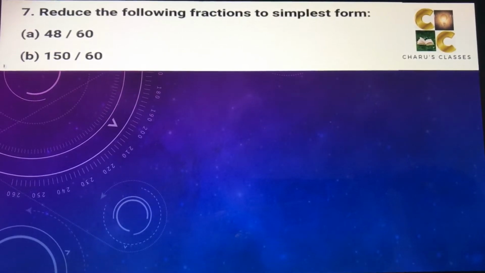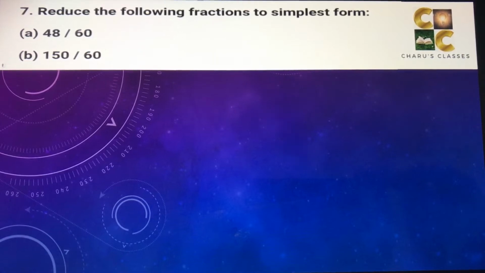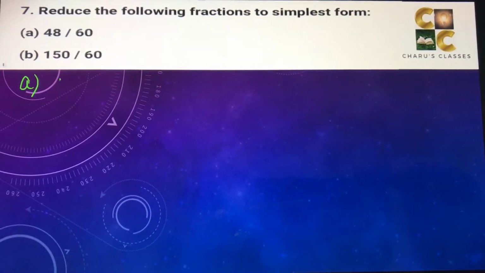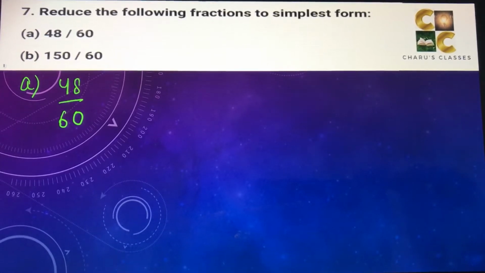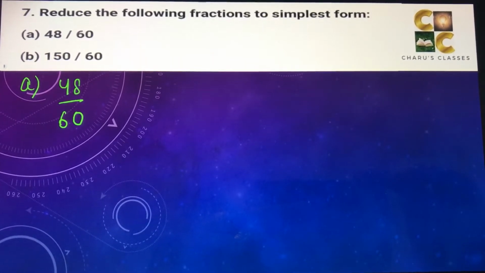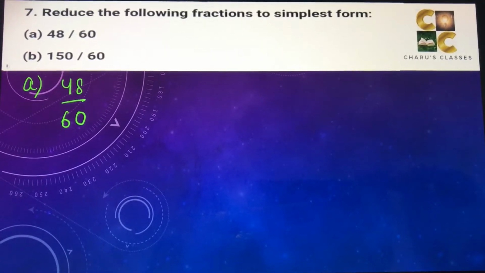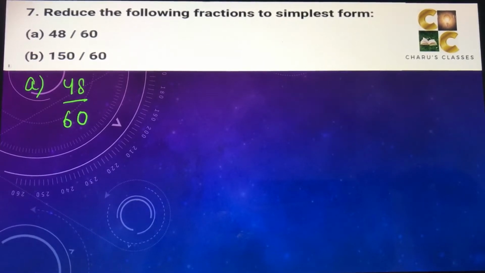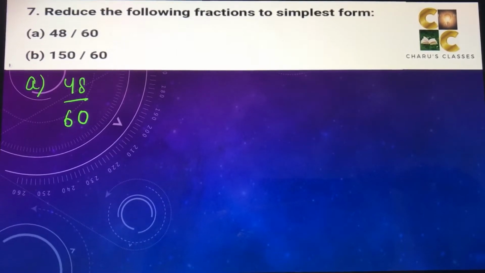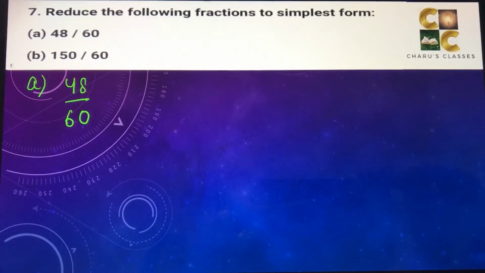Question number 7. Reduce the following fractions to simplest form. So first part here is 48 by 60. हमें इसे रिड्यूस करना है सबसे सिंपल फॉर्म में, which means उससे ज़्यादा सिंपल हम उसे नहीं कर सकते. That is the simplest form. यानी कि हमें इन्हें तब तक डिवाइड करना है जब तक ये हो सकते हैं, till they reach that अब ये दोनों एक टेबल में नहीं आते हैं.